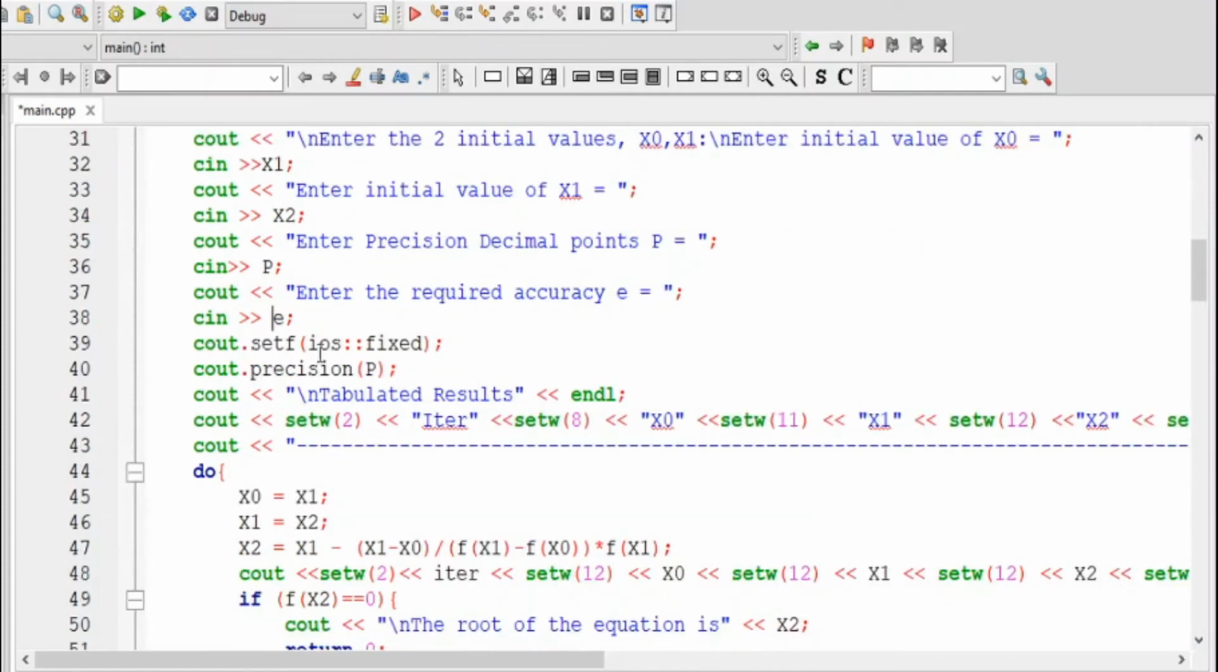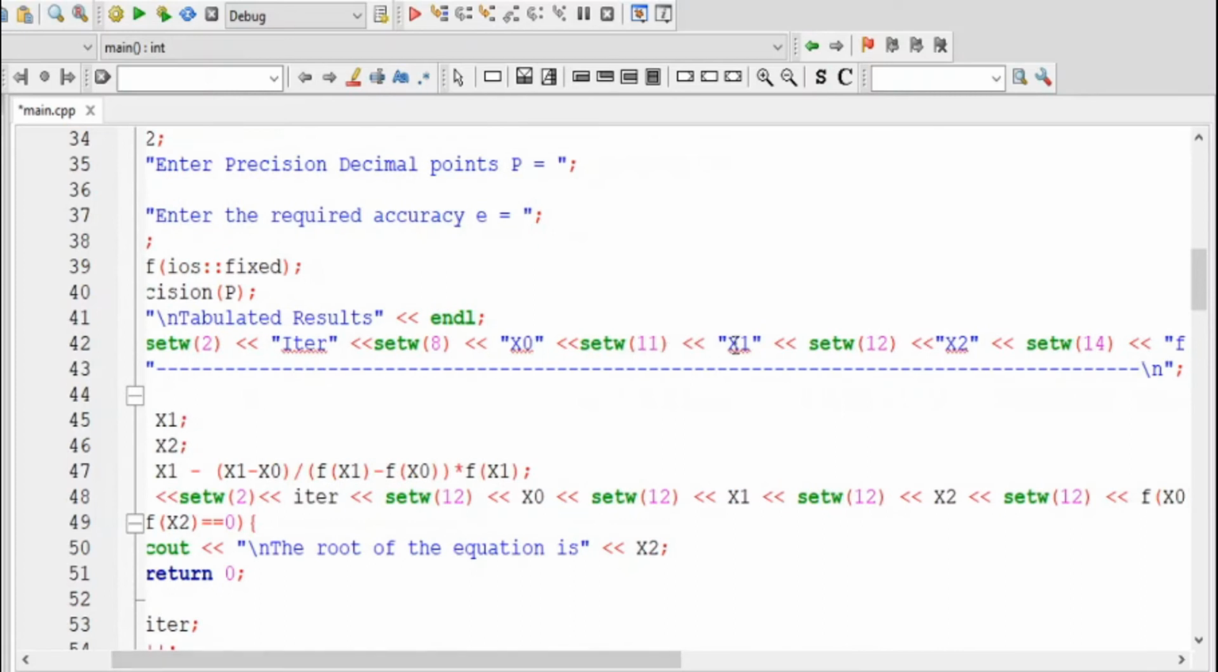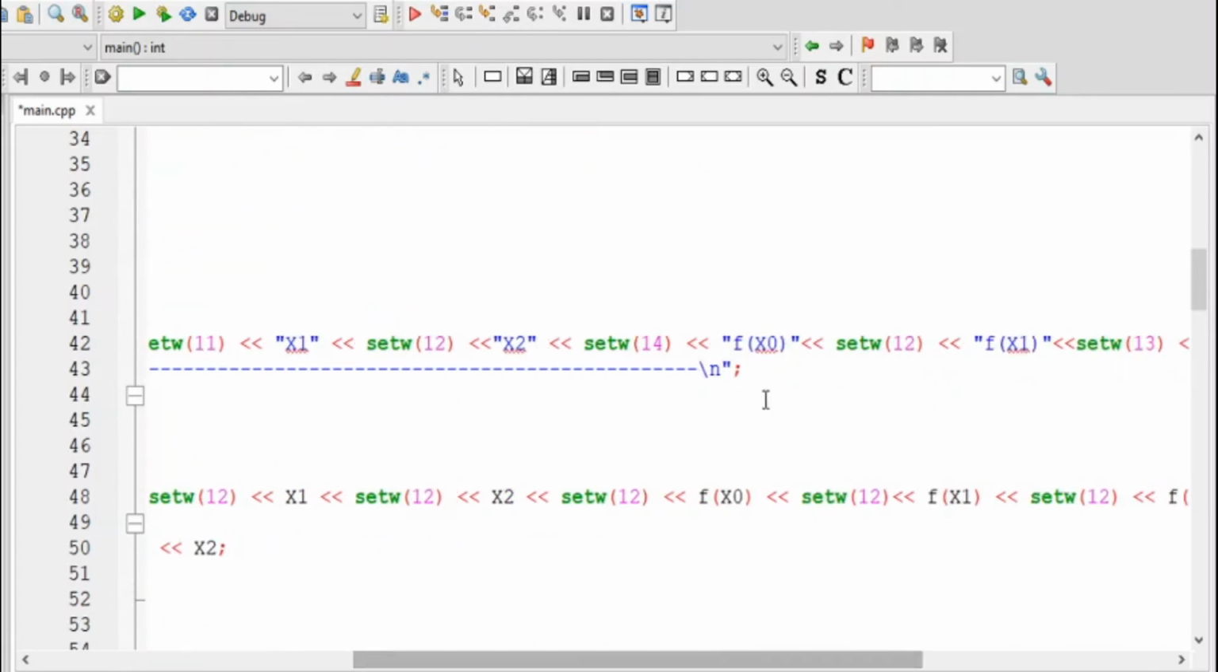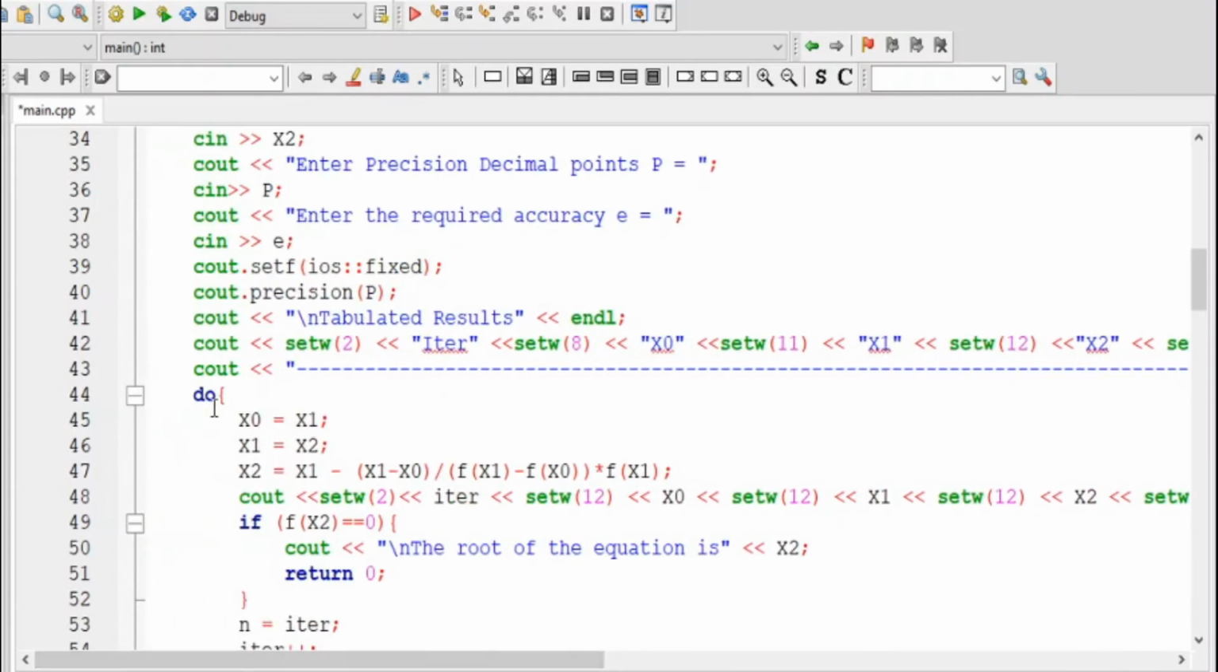And then we will set the fixed format for the precision. Whatever the inputted p is will be fixed at that. If it's 6, then it will be fixed at 6 decimal places throughout the program. And then we will print also the tabulated results, and we will cout the description of our table, which is composed of iteration, x sub 0, x1, x2, the function of x0, function of x1, function of x2, and the accuracy.